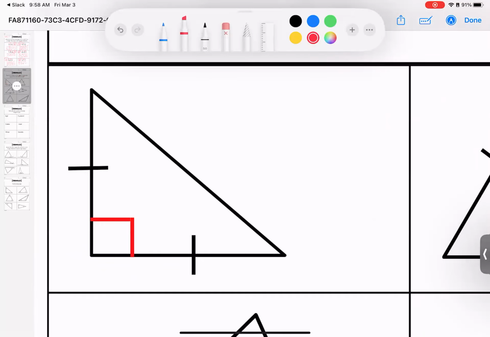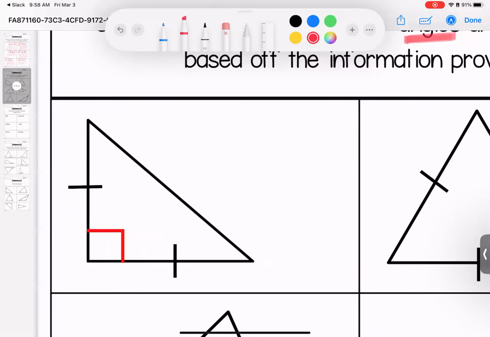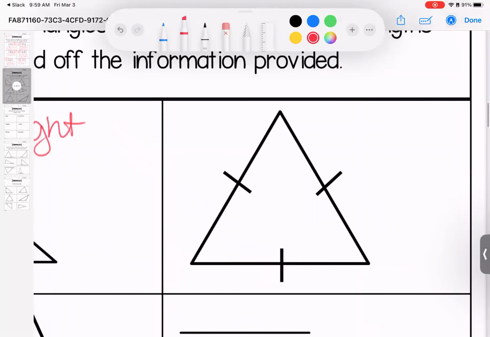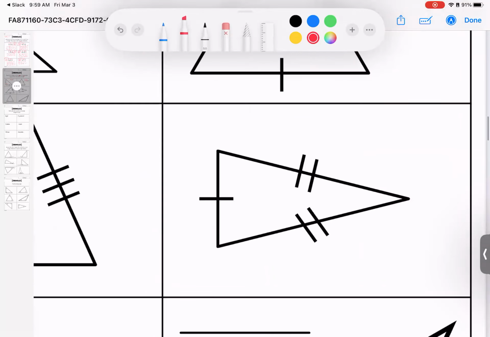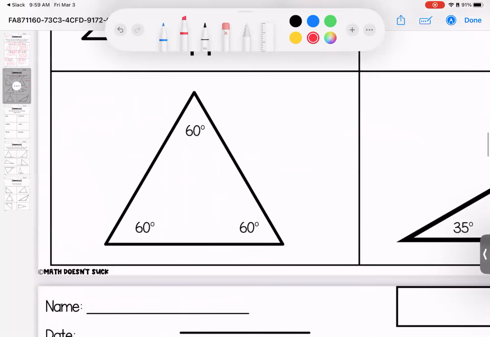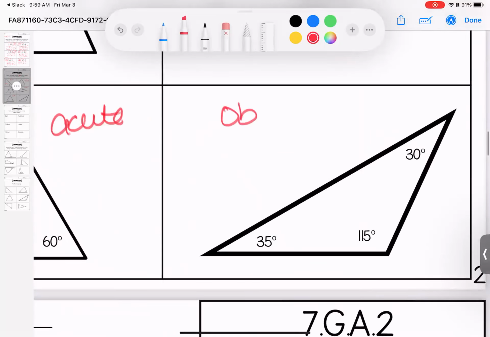So let's go through and do them by angle first, okay? This one has a right angle. This is going to be a right triangle. Looking just at angles, all three of these are acute, so we're going to say this is an acute triangle. Just based on angles, this would also be an acute triangle. Based on angles, this would just be an acute triangle. This one's acute. And this one is obtuse. Okay, so we have our names based on angles done.